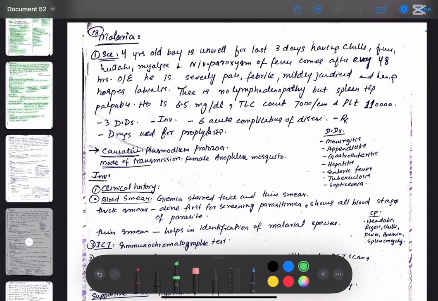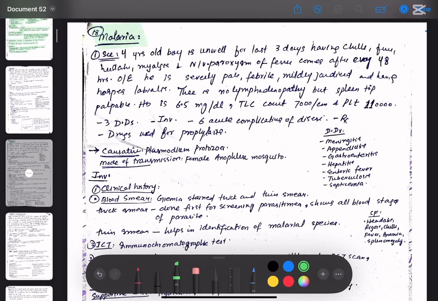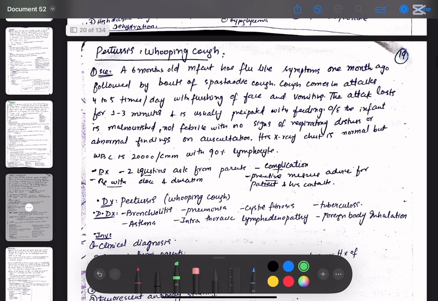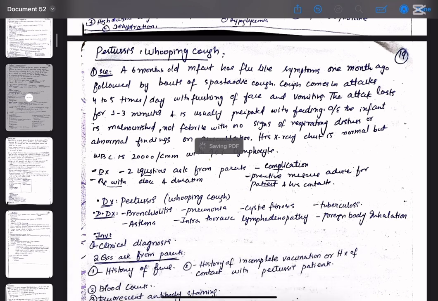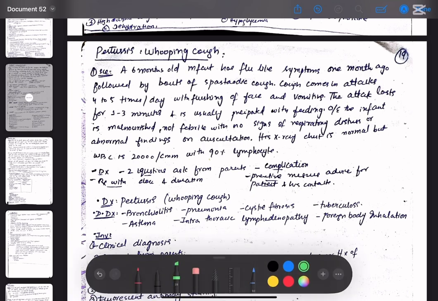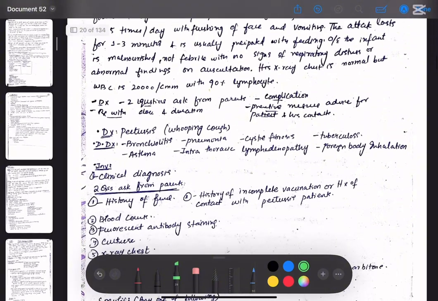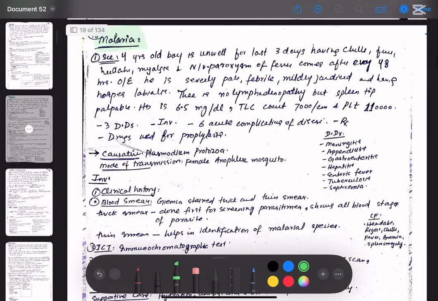Okay, now coming towards malaria. In this video, we will discuss three infectious diseases: malaria, pertussis, that is whooping cough, chickenpox, and then mumps. These four topics will be covered in this video: malaria, pertussis and whooping cough, chickenpox, and mumps. So, starting from today's first topic, that is malaria.